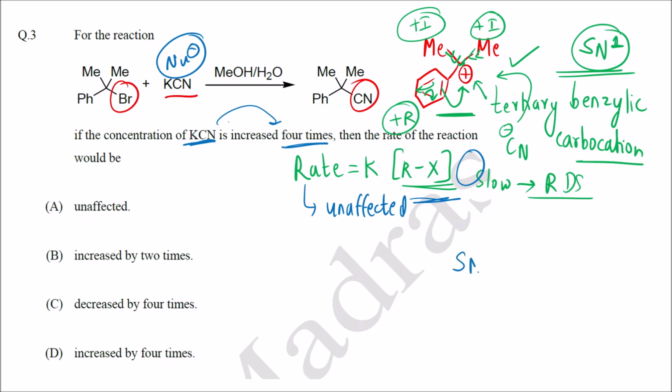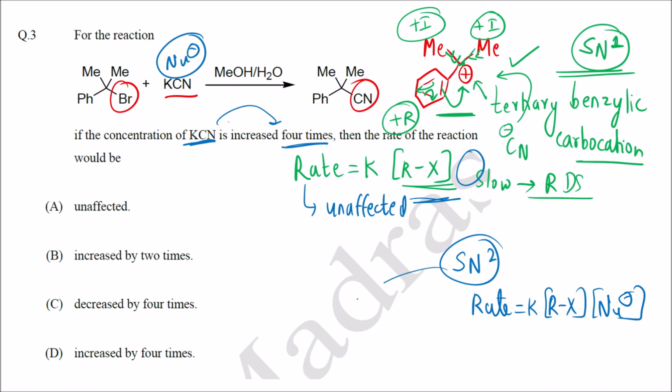No doubt if it was an SN2 reaction, we know in SN2 reaction rate depends on both the substrate, that is alkyl halide, as well as the nucleophile. If it was SN2, then the answer would have been increased by 4 times, but here it is SN1 reaction. So the answer will be unaffected. Option A.